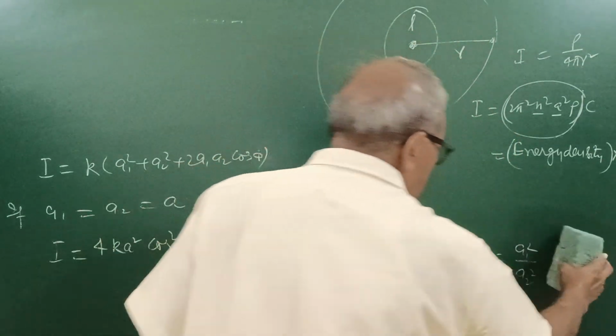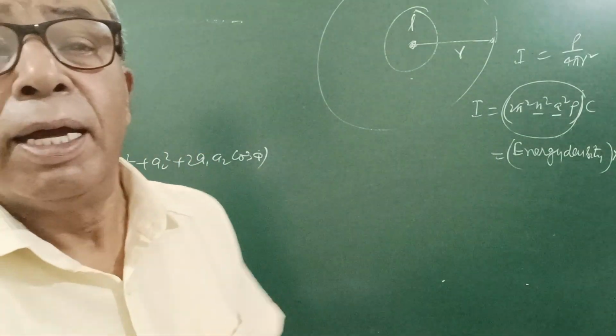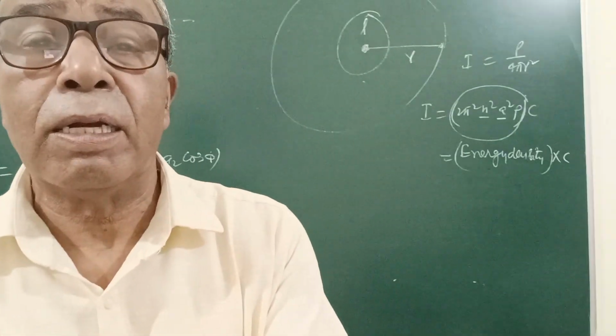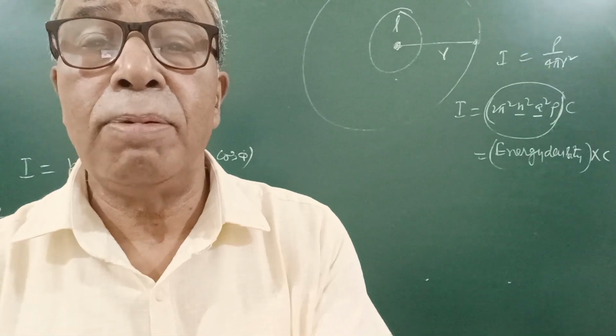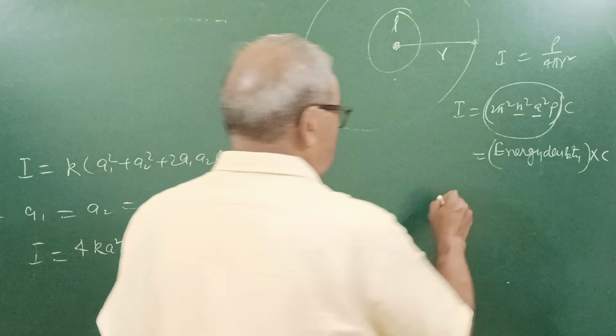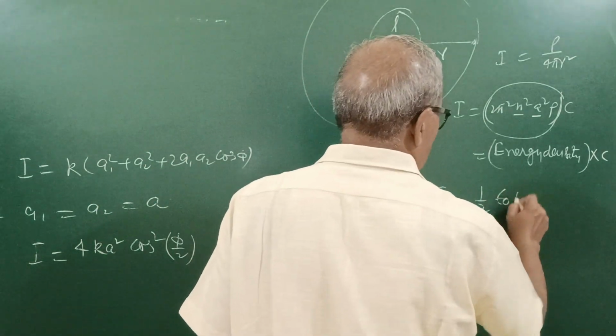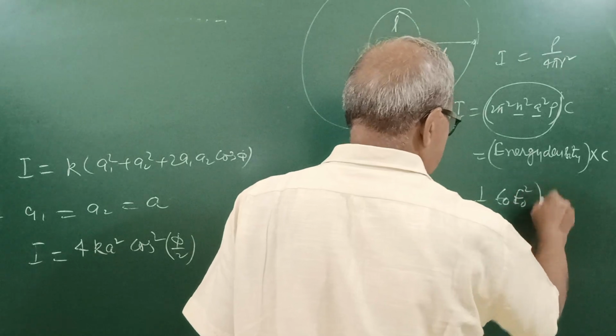So for the intensity of a light wave, which is an electromagnetic wave, it is the electric field vector which produces the sensation of sight. So the intensity is again half epsilon 0 E0 square into C.